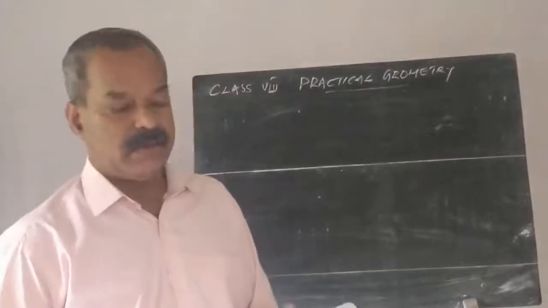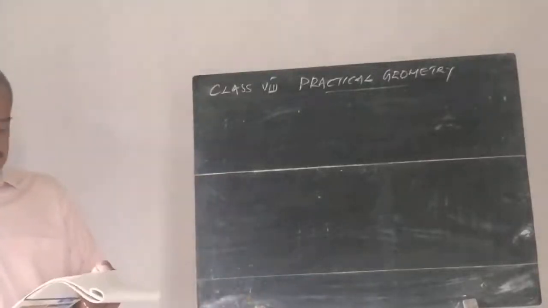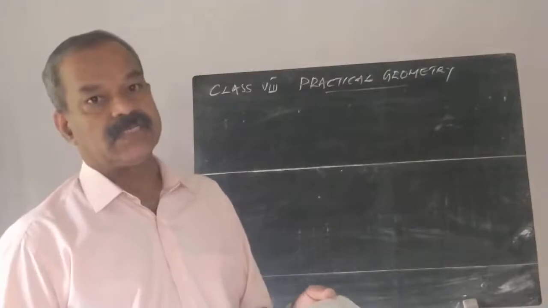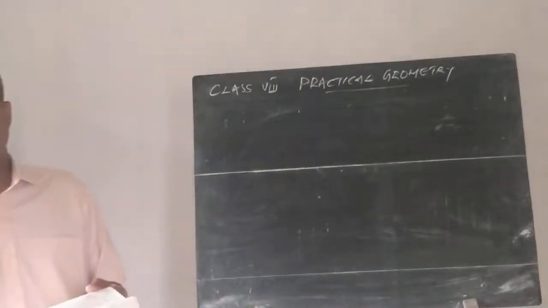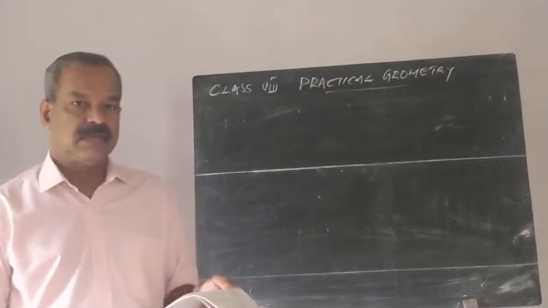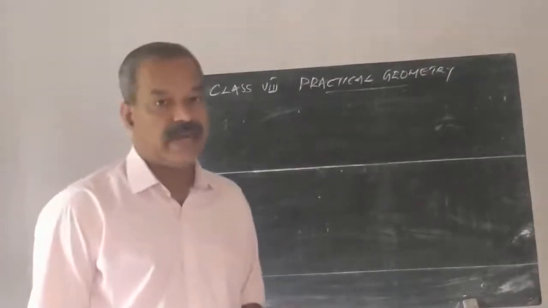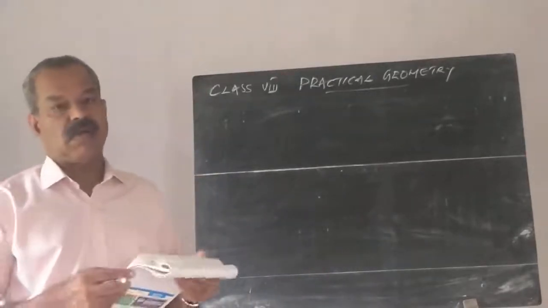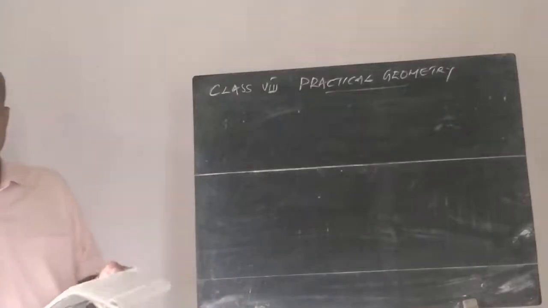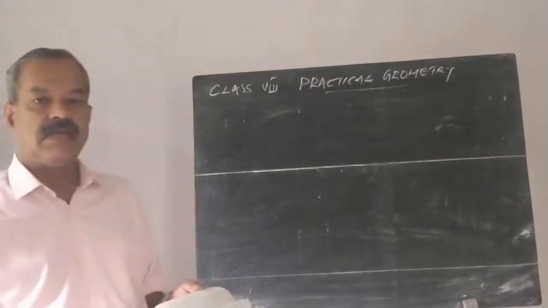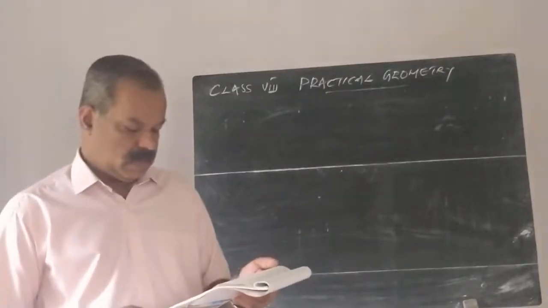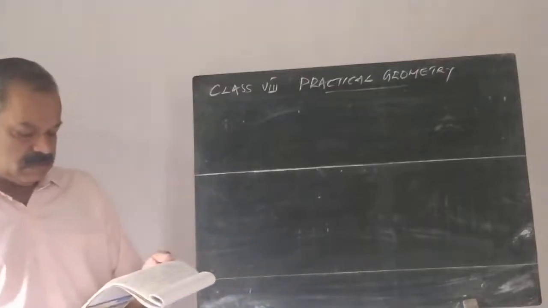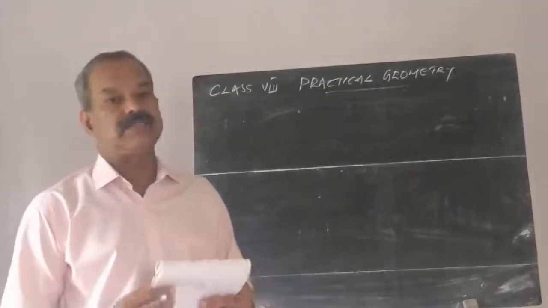Dear children, let's continue the construction of quadrilaterals. We have already done the construction of quadrilaterals when four sides and one diagonal are given. Second, three sides and two diagonals are given. The third, two adjacent sides and three angles of a quadrilateral are given. We have seen how we can construct the quadrilateral in these three cases. Now, another case is when three sides and two included angles are given.